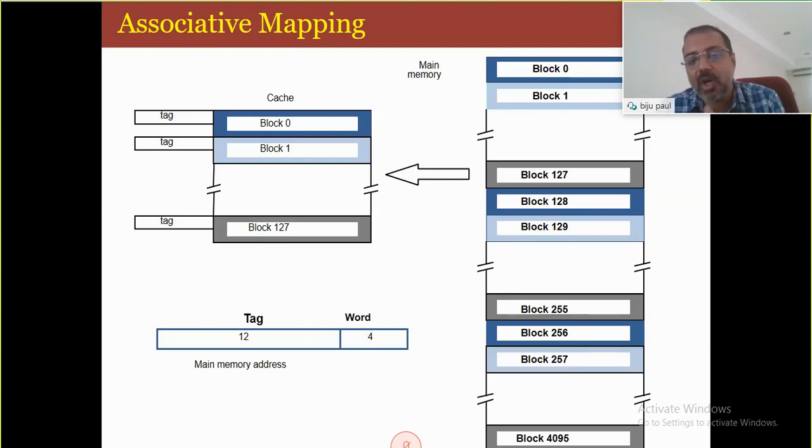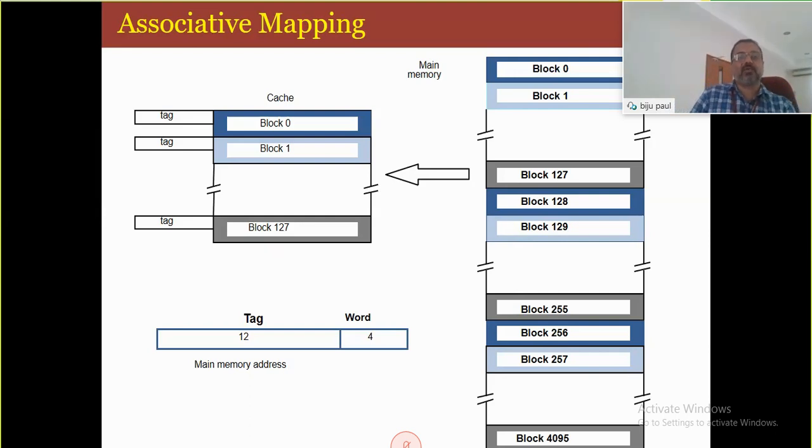2^12 is 4096. You can see the blocks in the main memory also, 4096 blocks. So this tag is used to identify that. So in the main memory address, 4 bits are reserved for finding a word in the block. Next 12 bits are the tag, and it is reserved for that.